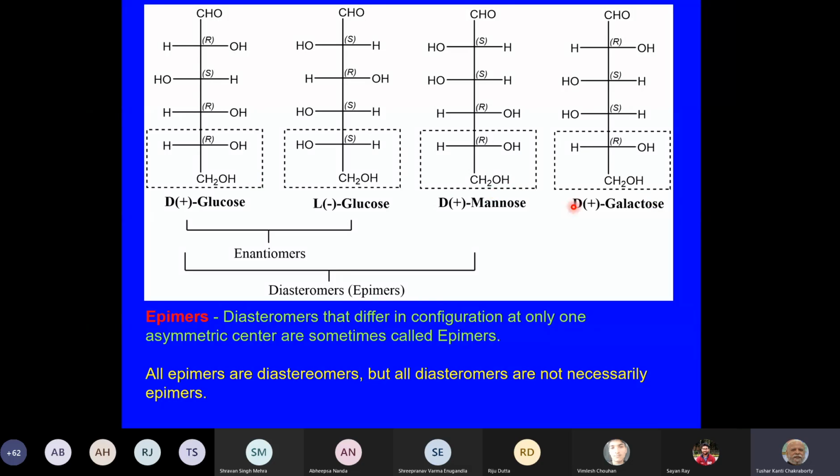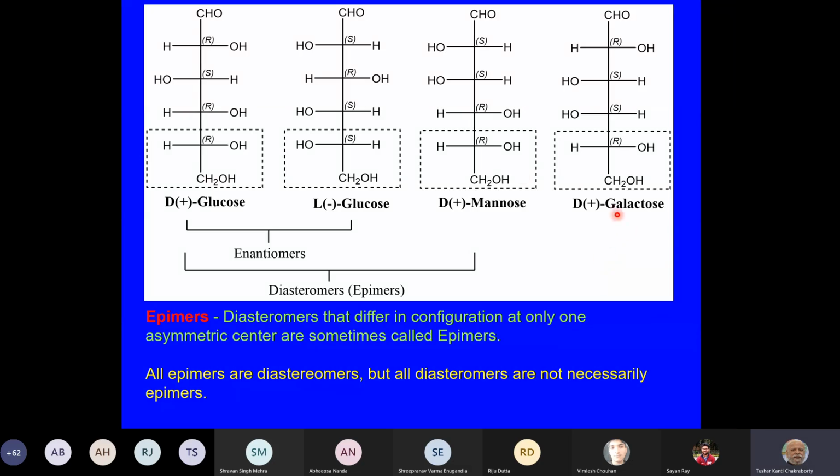So how about galactose? If you compare galactose with glucose, you can see the stereocenters. This R has become S. These are S here. So second, third, and fourth. So the fourth carbon has a different stereochemistry. So these two, galactose and glucose, are also diastereomers, and of course they are also epimers.